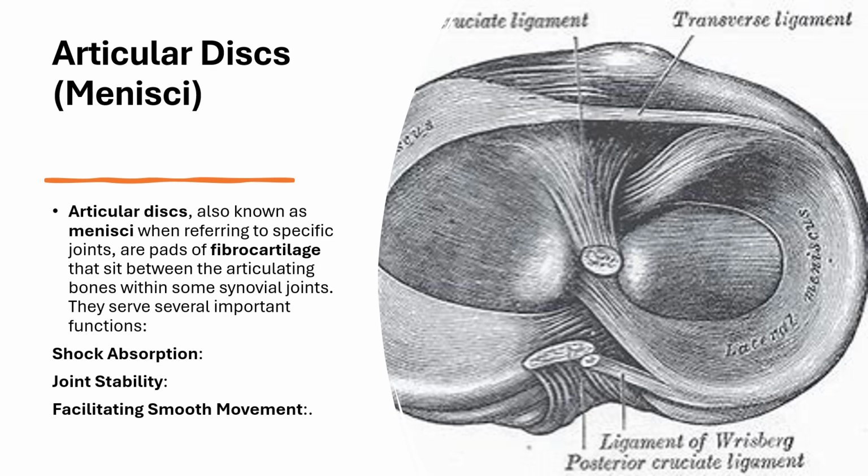Number one is shock absorption. So these articular discs help to absorb impact and distribute forces evenly across the joint. This is really important in joints that bear weight, such as the knees.